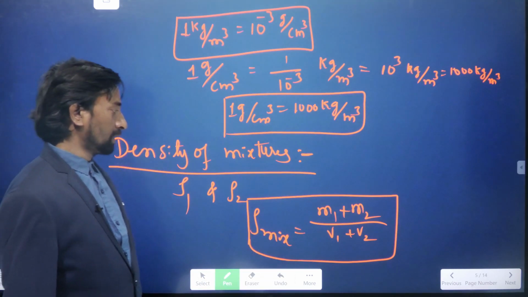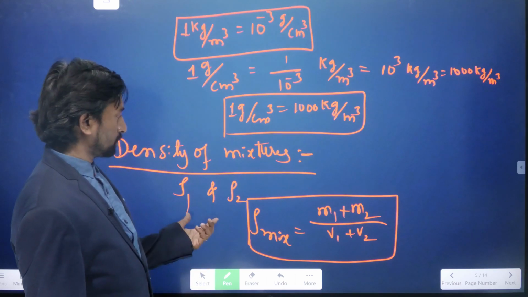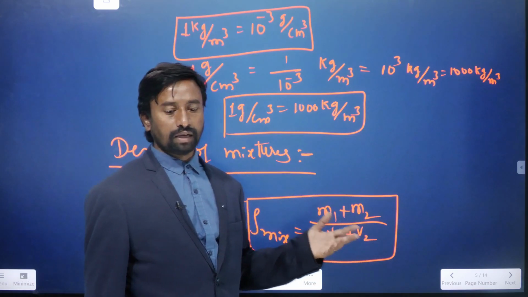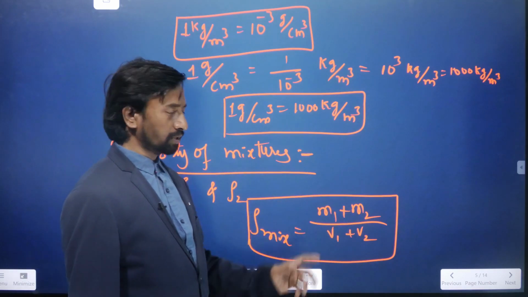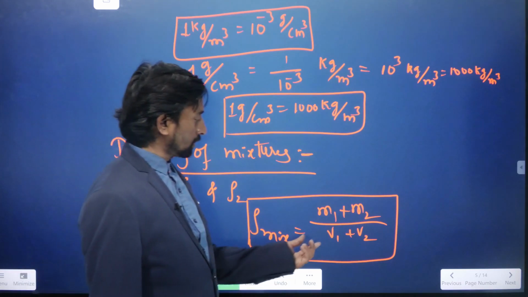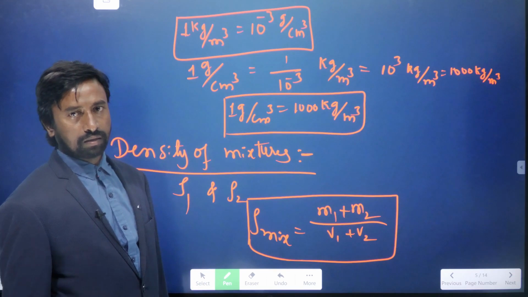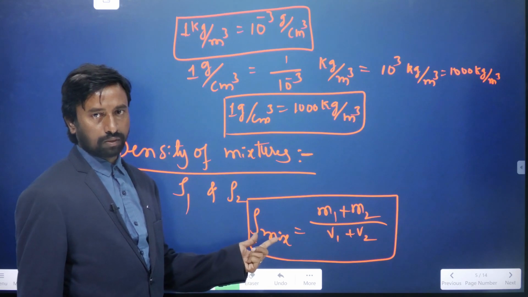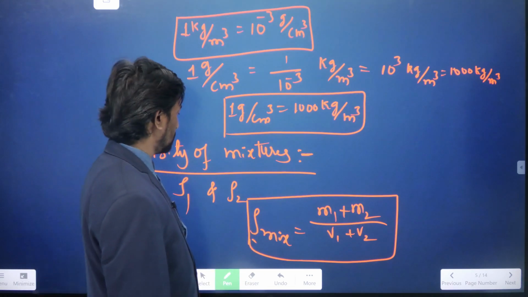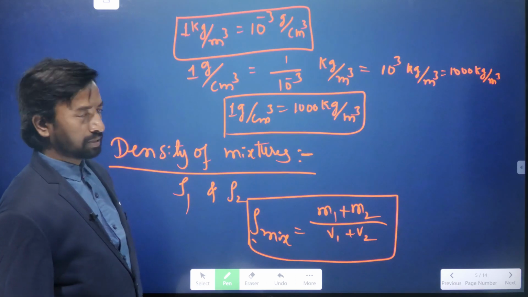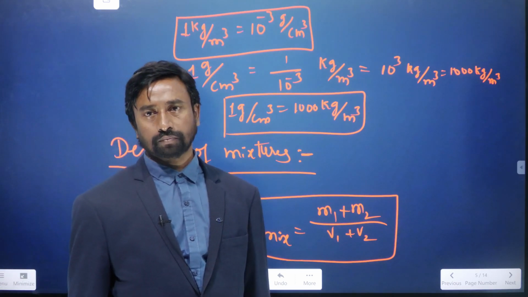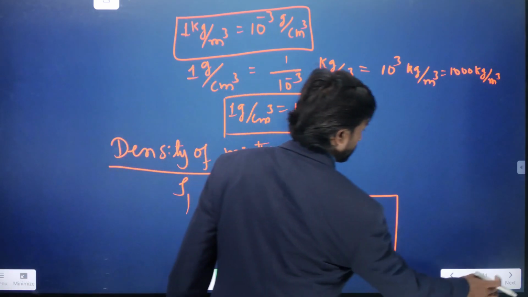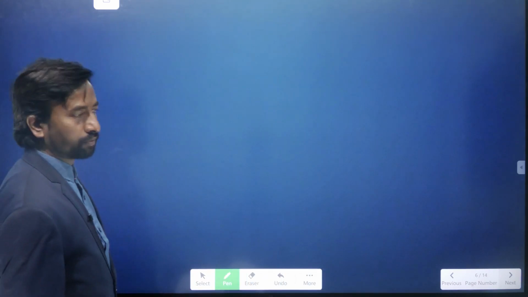Now suppose two substances of density rho 1 and rho 2 have equal mass. Then we will get one equation for the density of the mixture. Next we will see, if they have equal volume and different masses, what equation we get. First, we consider the case where the two substances have different masses and the same volume, and see how the density of the mixture works. That is what we are going to see now.